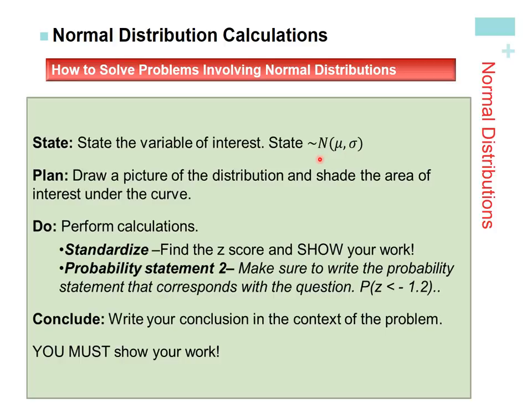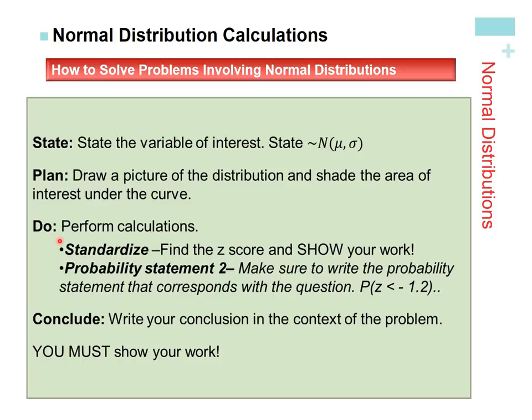Number one, state your variable of interest. You need to specifically state that it's approximately normal. What's the mean? What's the standard deviation? That way the person you're talking to knows you're talking about the normal curve. Draw a picture of the distribution. Shade the area under the curve. Then you're going to do the calculations.